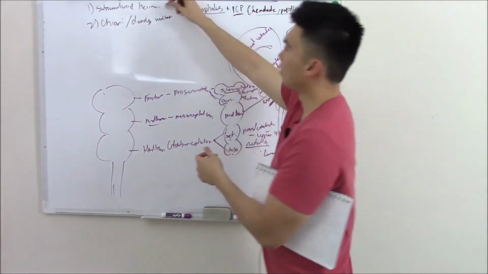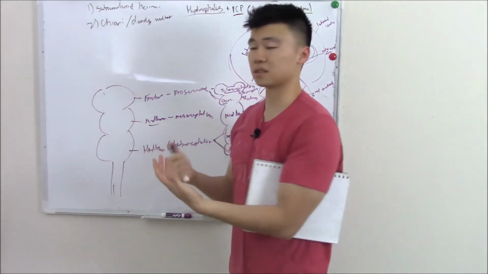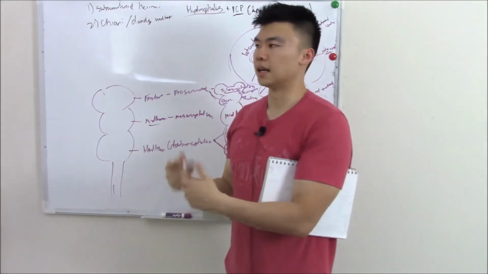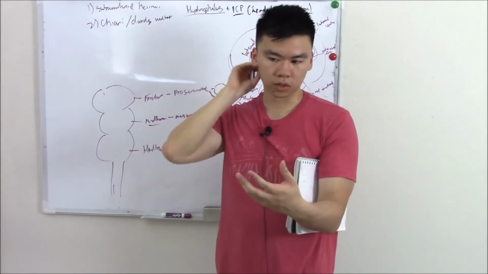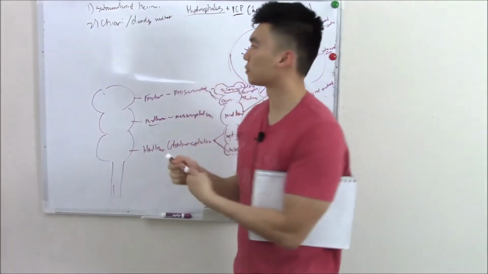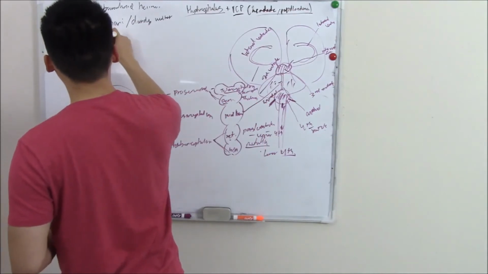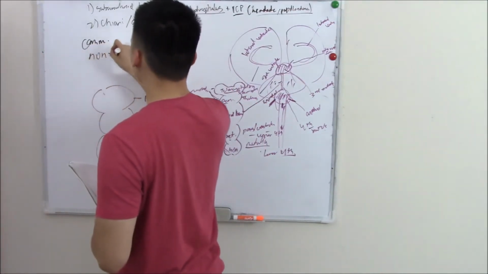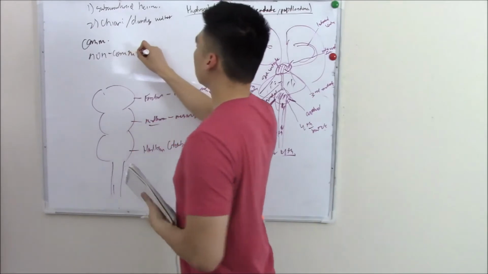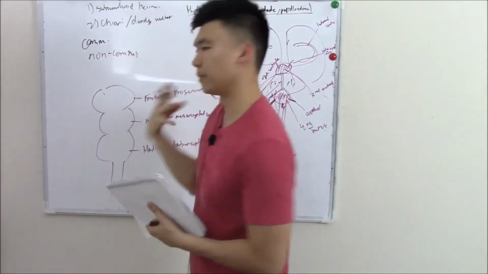Now, these are just some ways we can get raised ICP. There's a numerous amount of ways, and it can be confusing because there's so many different mechanisms. So we try and categorize it into two groups. It is either communicating hydrocephalus or non-communicating. What the heck do these terms mean?